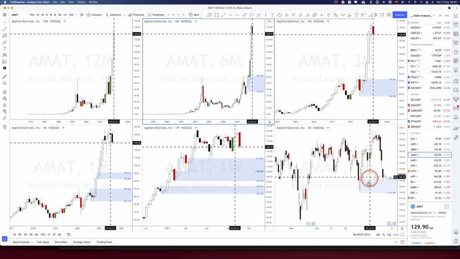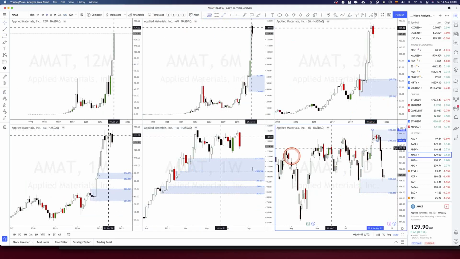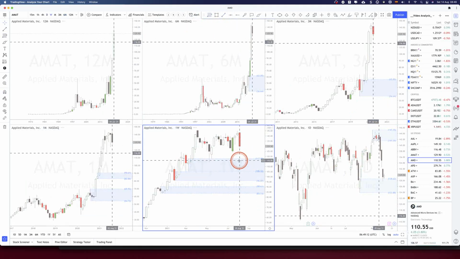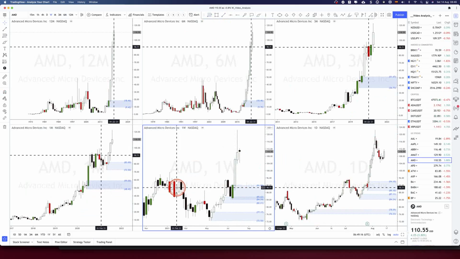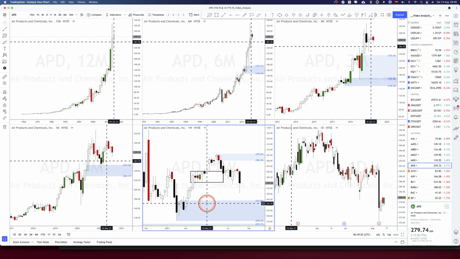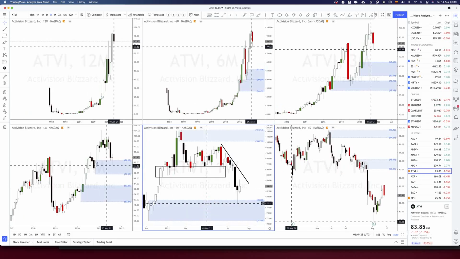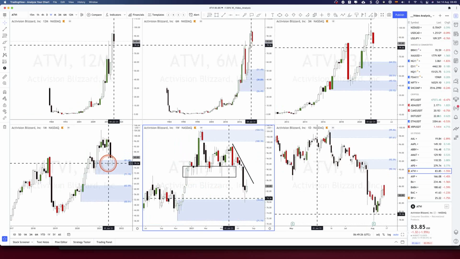AMAT, long bias because we have weekly demand in control, all-time highs, and a brand new average demand on the daily, even though the daily is out of alignment right now. So we have supply right at the top, so we need weekly demand levels, which is lower. AMD, no retracement to these levels of demand, all-time highs broken, long bias. APD, trying to reach this weekly average demand in an uptrend. Activision Blizzard, it reached that weekly area, monthly average demand, so longs are possible only.